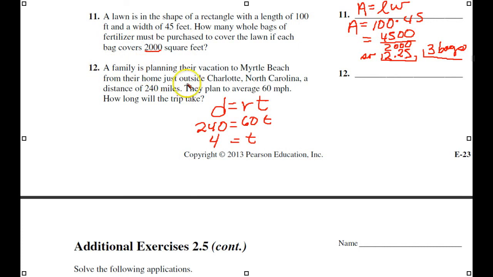And for number 12, we need a distance formula. Distance equals rate times time. Here's the distance. This is the rate. We divide both sides by 60, and we get t equals 4. That is, it will take them 4 hours.